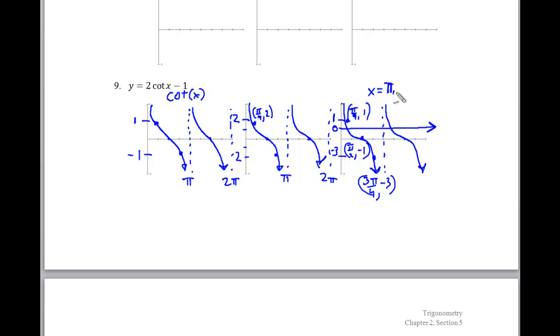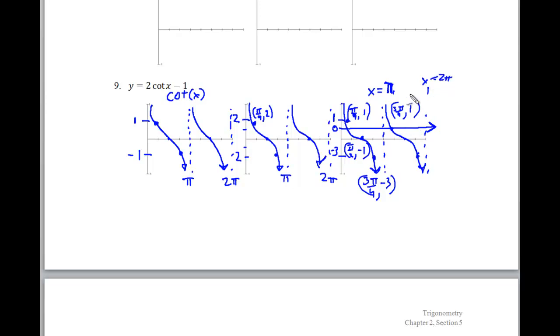Almost drew a denominator for no reason. There we go, so x is equal to pi. And then we're going to do another point here. This is going to be 5 pi over 4, comma, and just making sure this is 1 right there instead of 2. And then, of course, we can keep going. This is going to be 3 pi over 2, comma -1. This is going to be 7 pi over 4, comma -3 here. And then the asymptote line is x equals 2 pi.